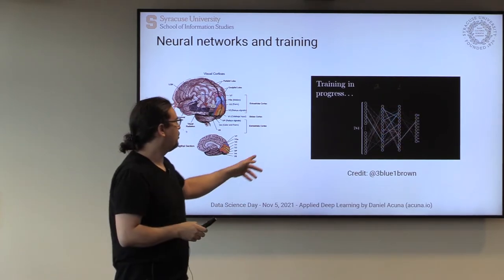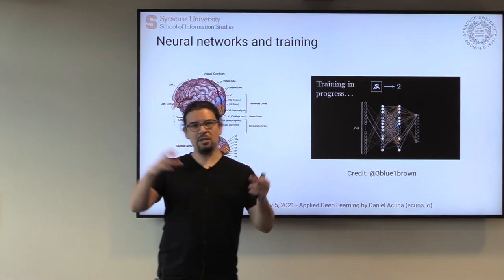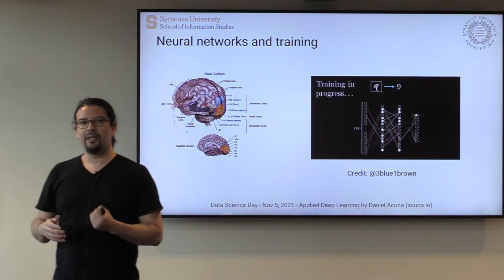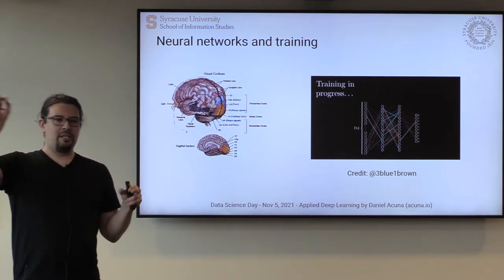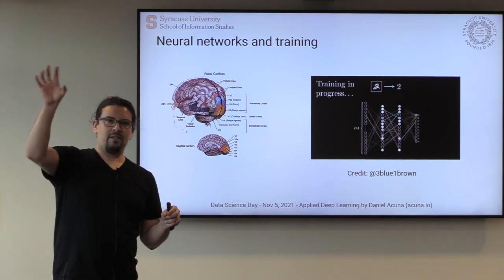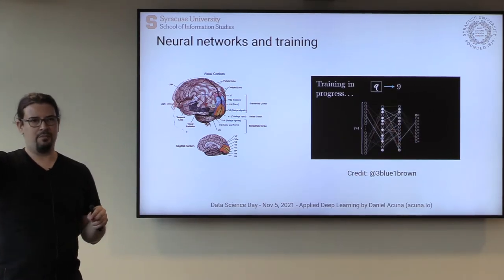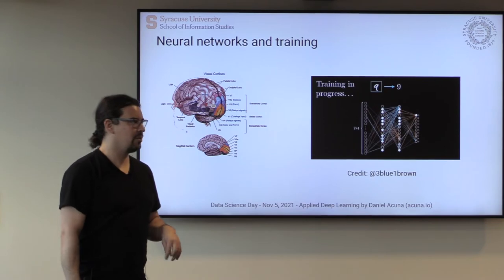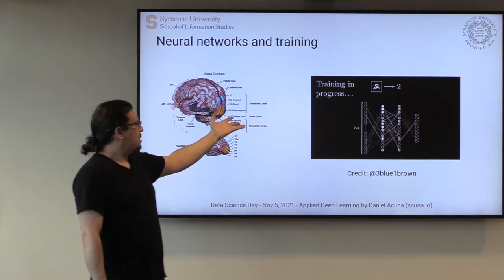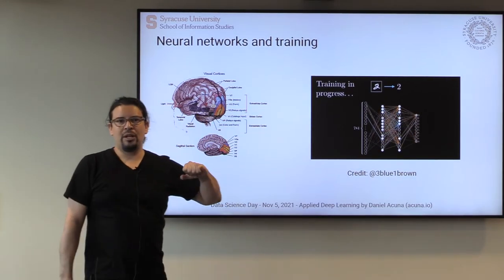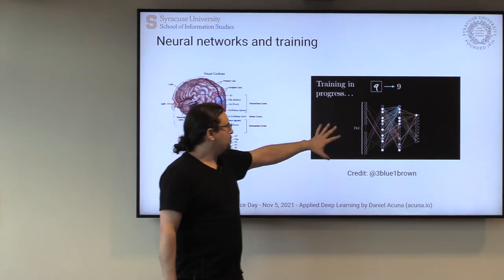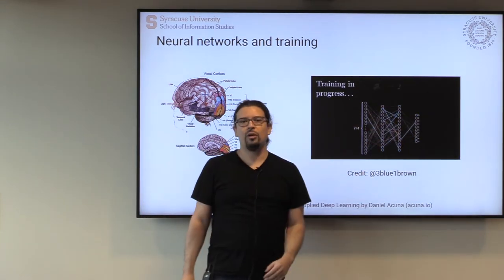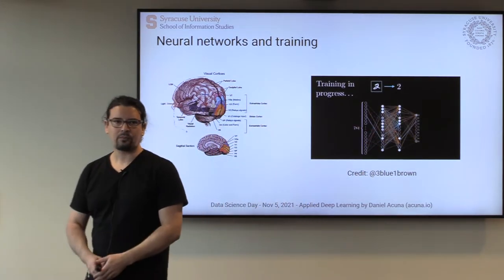The inputs for this network are a 28 by 28 pixel grayscale image, and the output is a label that says, I think this number is 2, this number is 9, and so on and so forth. Here I have a very simple, what's called a fully connected neural network. This is artificial, so the inputs are the pixels, and then I have two hidden layers.